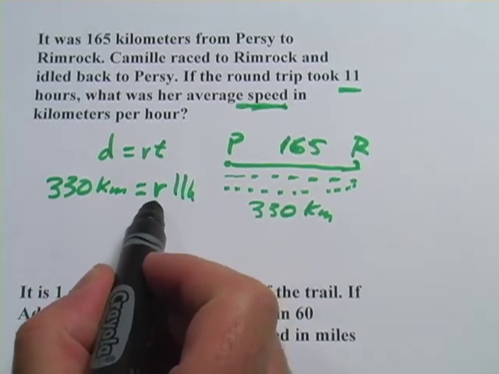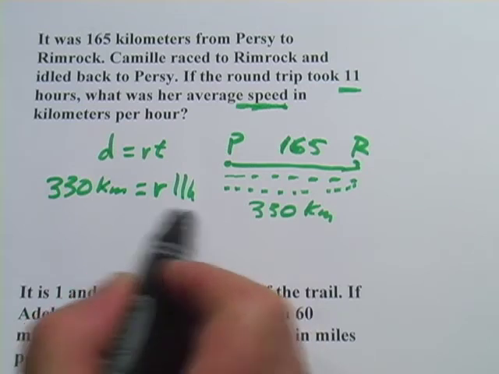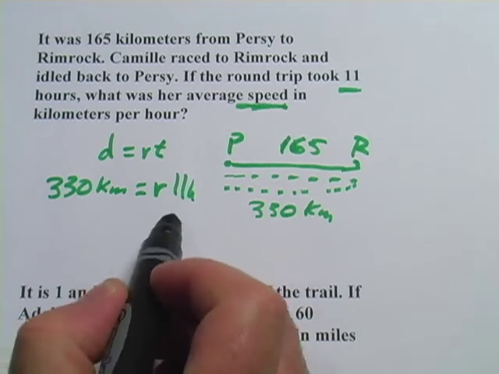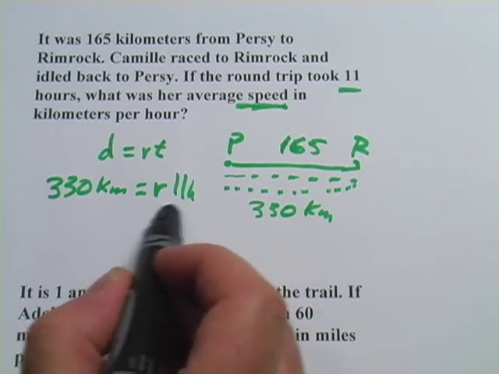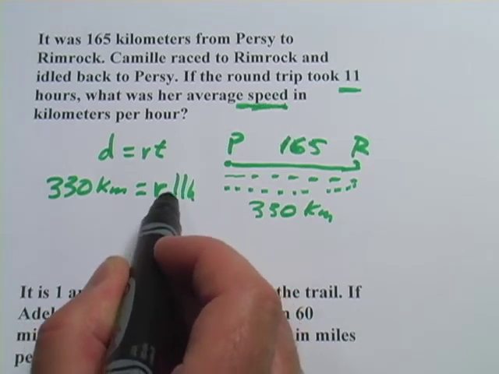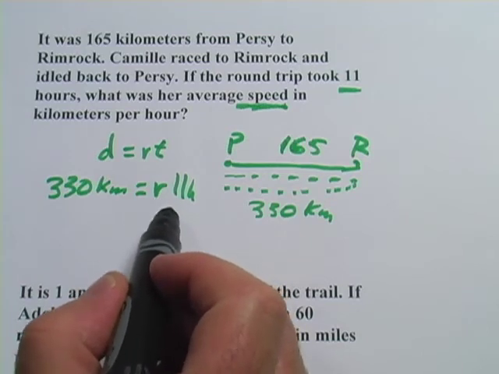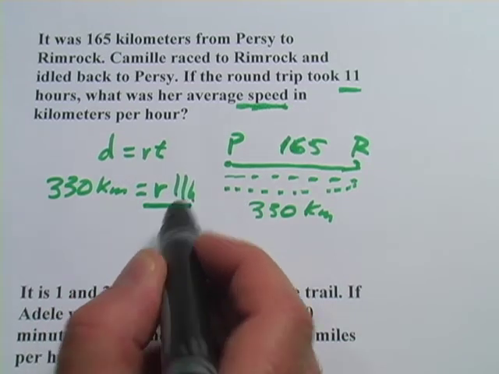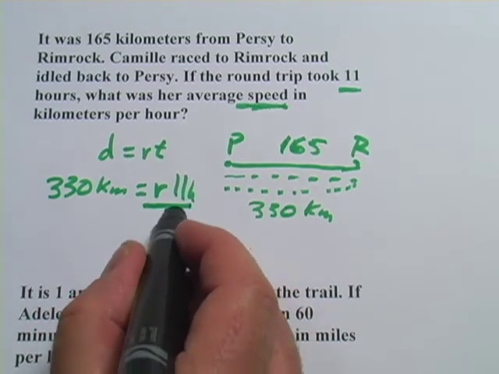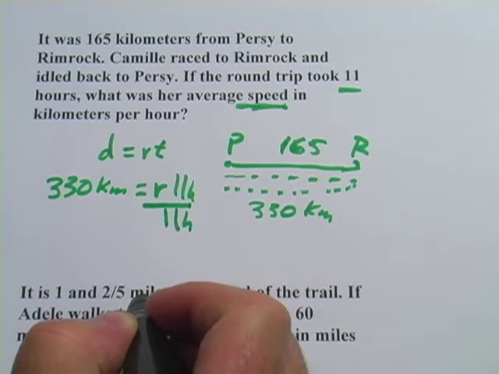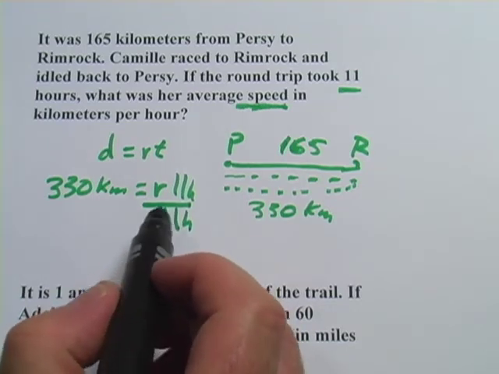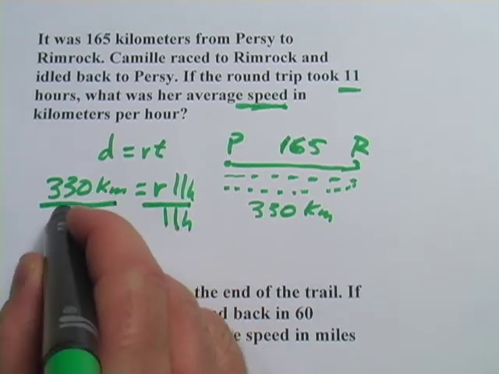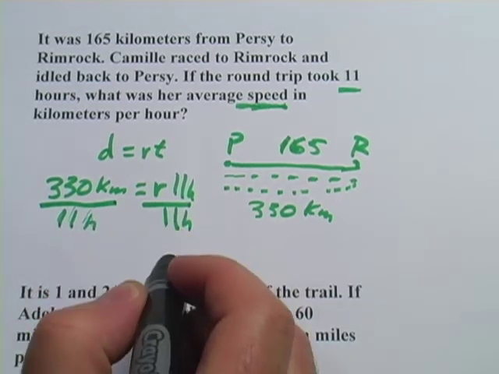I want to get this variable alone on one side of the equal sign and all the other numbers on the other side. To do that, I have to undo whatever has been done to this r. And right now, what's being done to this r is that an 11 is multiplied by it. So to undo that, I have to do the opposite. And the opposite of multiplication is division. So I'm going to divide this side by 11 hours. But the rules of algebra say whatever I do to one side of the equal sign, I have to do to the other side. So I've also got to divide this side by 11 hours.